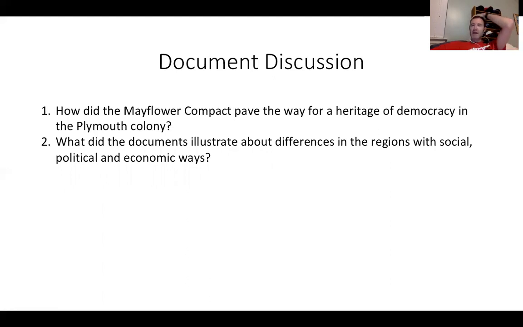Secondly, we want to be thinking of thematic things. We've been talking about the effects of social things, geography, social development, political, economic. You want to think about how the documents illustrate these kinds of themes and how that relates to the overall development of British North America.